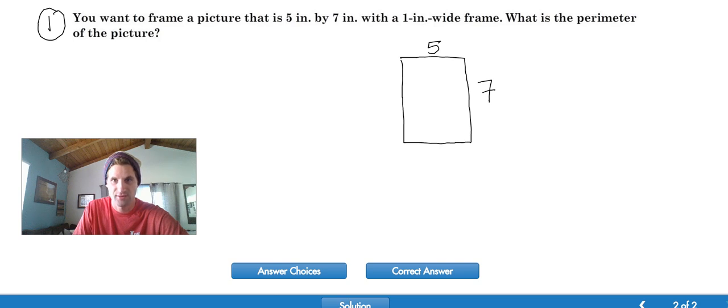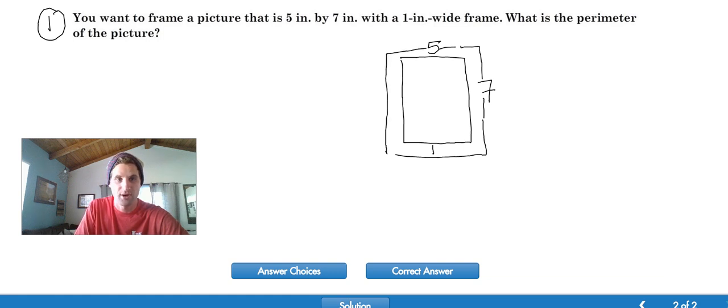So you have to read carefully. Does it ask us the perimeter of the frame? No. We could add on 1 inch all the way around, and that would increase our perimeter. But it just asks for the perimeter of the picture. So this is giving us extra information, trying to confuse us. So all we really have to do to find the perimeter is add up all the sides.